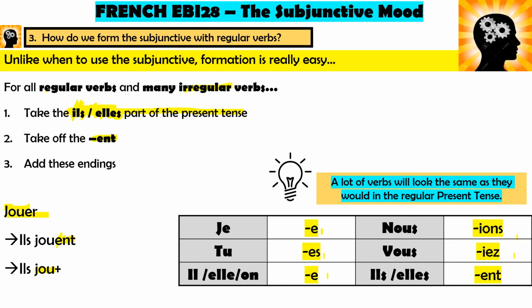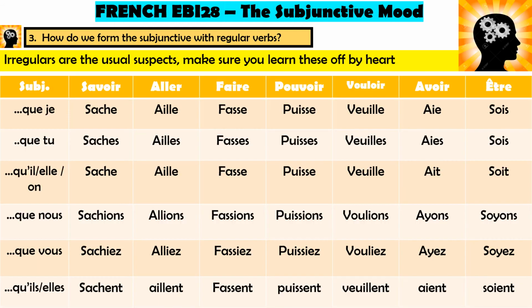The problem is the big irregular verbs. Et voilà, here they are. These are what we call the usual suspects. So for a lot of irregular verbs, if you just follow the pattern we just talked about, you'll be fine. But for these verbs, savoir, aller, faire, pouvoir, vouloir, avoir, être, they change completely in the subjunctive. And you can bet in your reading and your listening exam, they're going to use these verbs. And you can bet when you need to write, you're going to need to use one, so you have to learn these off by heart.